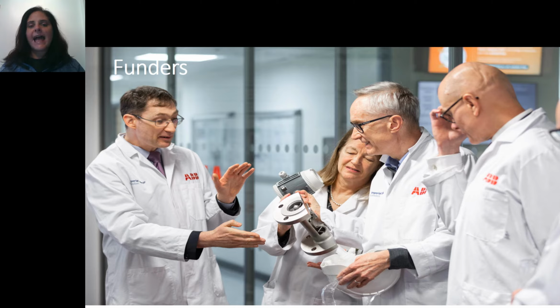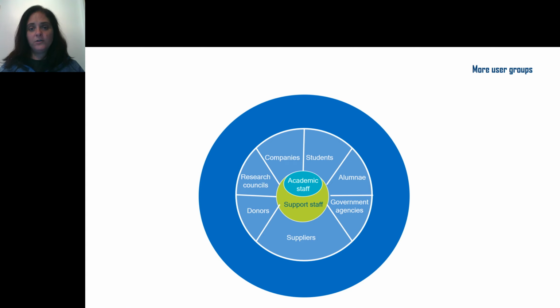Now, you may have different types of users that you work with. For example, you might have suppliers that you depend on in order to deliver your service or product. You might work with research councils or government agencies.